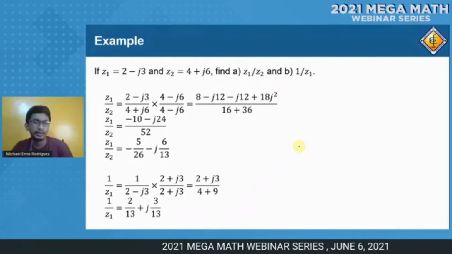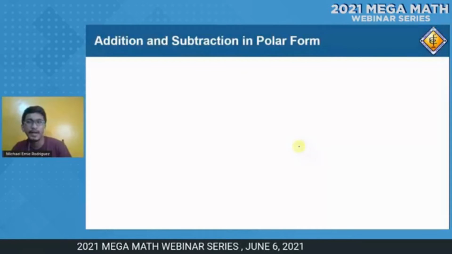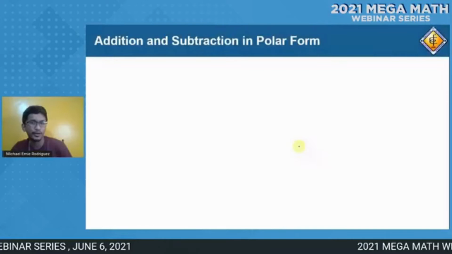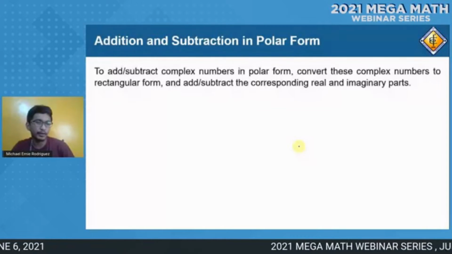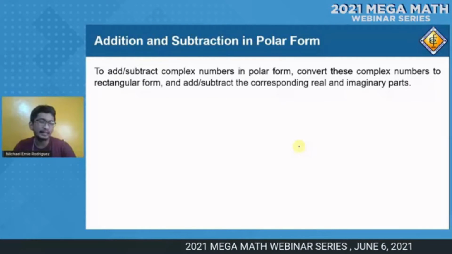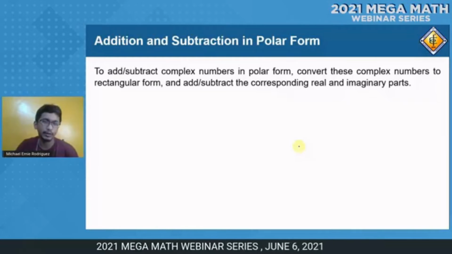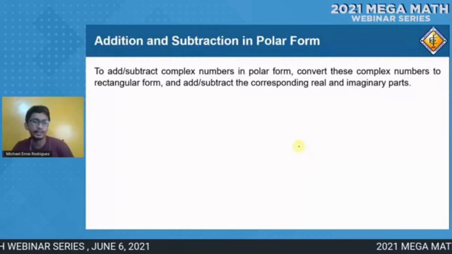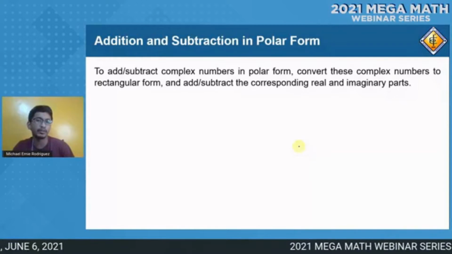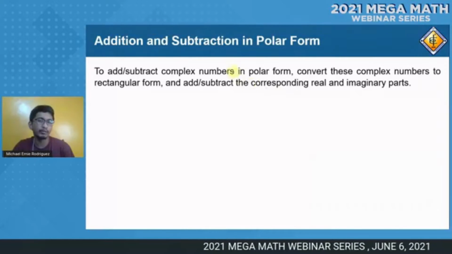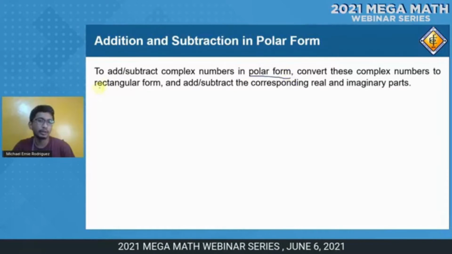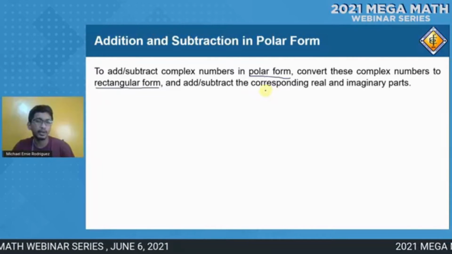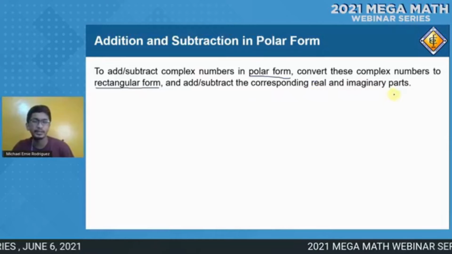So we proceed to when the numbers are in polar form. Okay? Because earlier they were in rectangular form. Now we go to polar form. So in polar form, to add or subtract complex numbers, we need to convert the complex numbers to rectangular form first, because you cannot add or subtract in polar form. So you need to convert the polar form to rectangular form first, and then you add or subtract the corresponding real and imaginary parts.